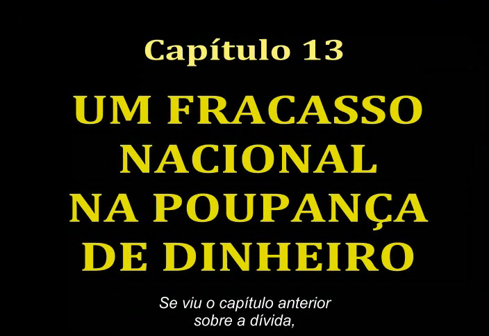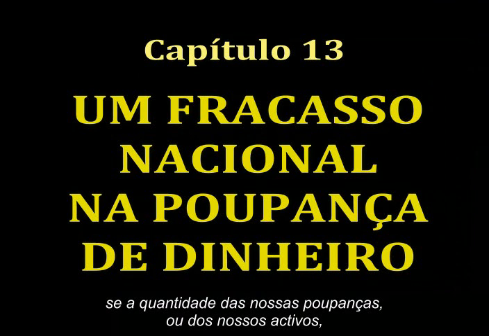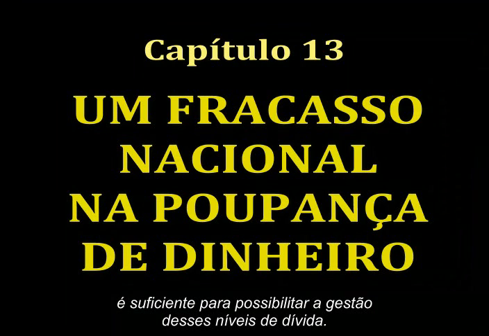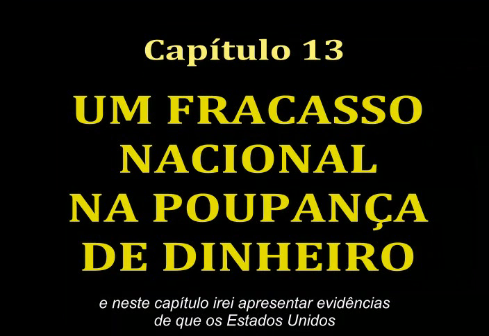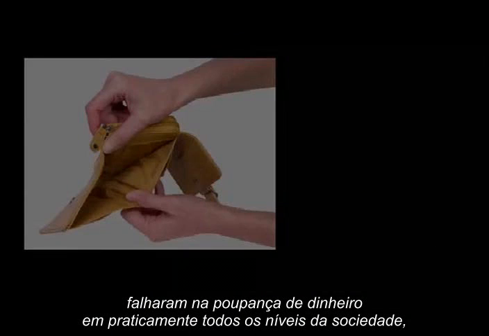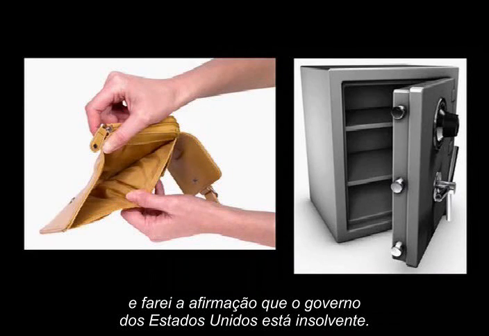If you've just seen the previous chapter on debt, then you might be wondering if either our savings or our assets are of sufficient quantity to make those levels of debt perfectly manageable. In the next chapter, I'll deal with assets. In this chapter, I will present evidence that the United States has failed to save money at virtually every level of society and make the claim that the United States government is insolvent.